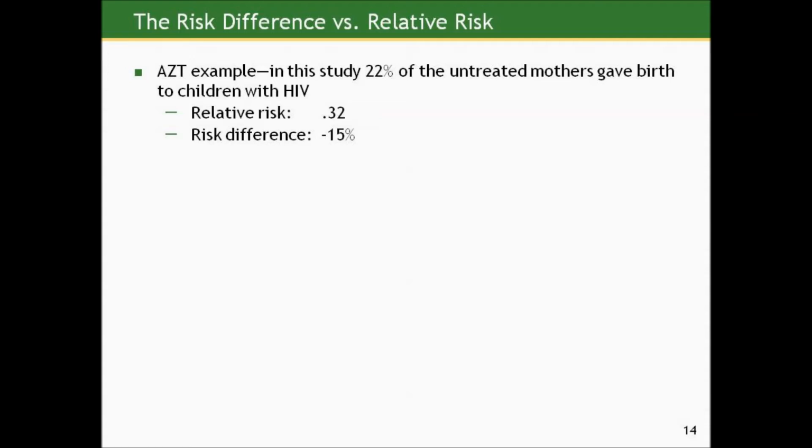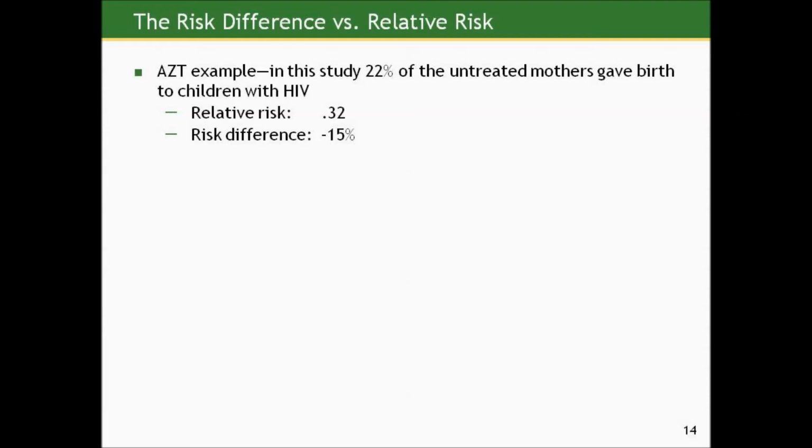Again, in the AZT example, in this study, 22% of the untreated mothers gave birth to children with HIV. So think about this. If AZT reduces HIV transmission relative to doing nothing, i.e. placebo, what's the most our risk difference could be in terms of magnitude, or the least it could be numerically? Well, it can't get any smaller than negative 22%, correct? Because the best AZT could do in the sample study is we could have no cases in the AZT group. But our upper bound for how much we reduce it is the total percentage in the placebo group. So we can't go any lower than negative 22%.